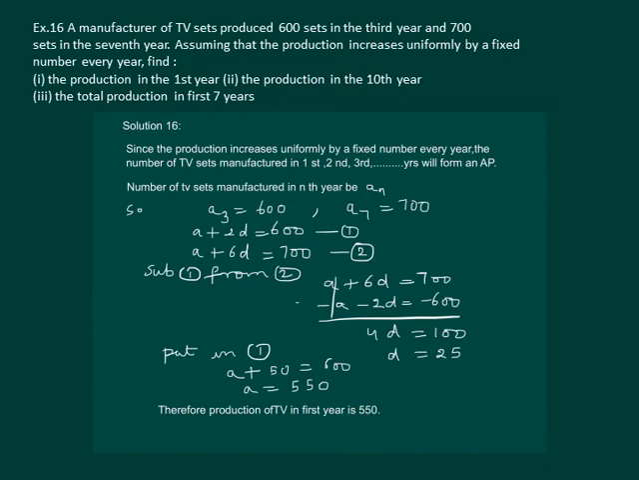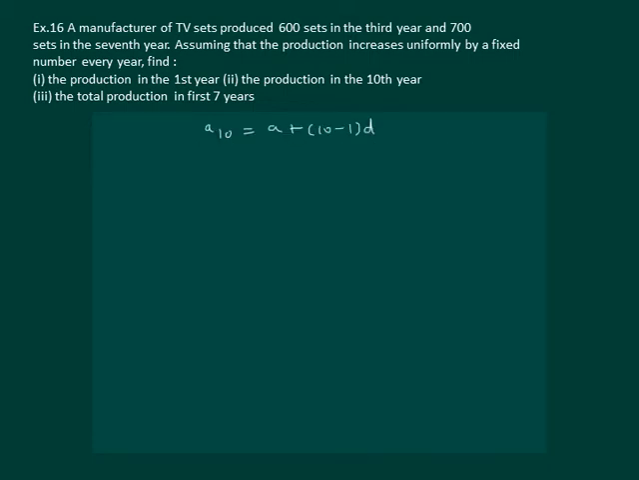So we get production of TV in the first year is 550. Now we can calculate the production of TV in the 10th year by substituting the values of A and D. A is 550 and D is 25. This gives us 550 plus 9 into 25, which is equal to 775. So the production of TV sets in the 10th year is 775.